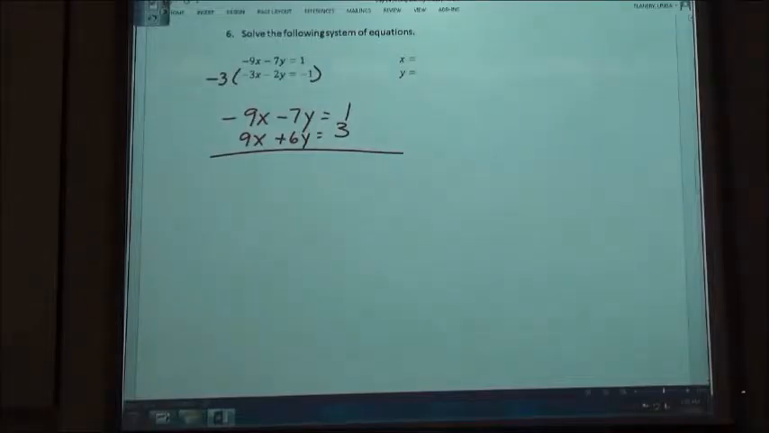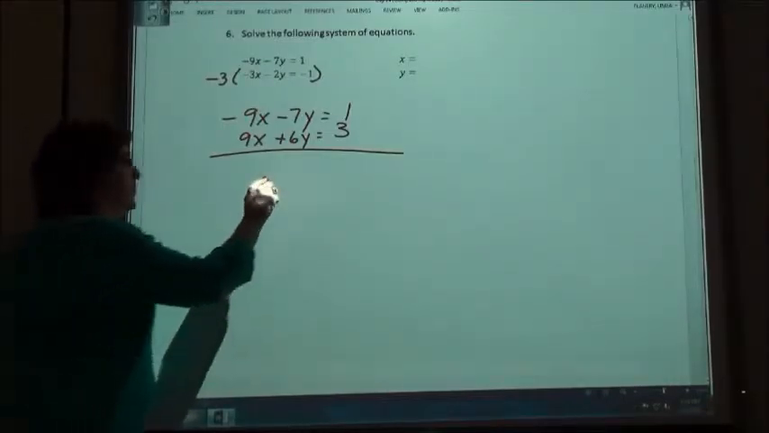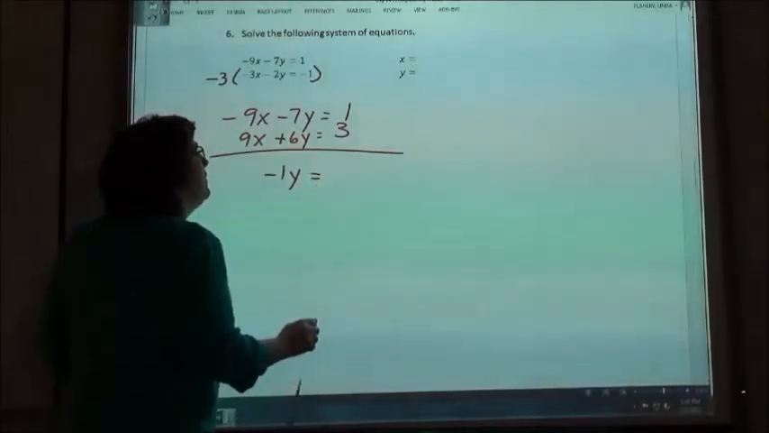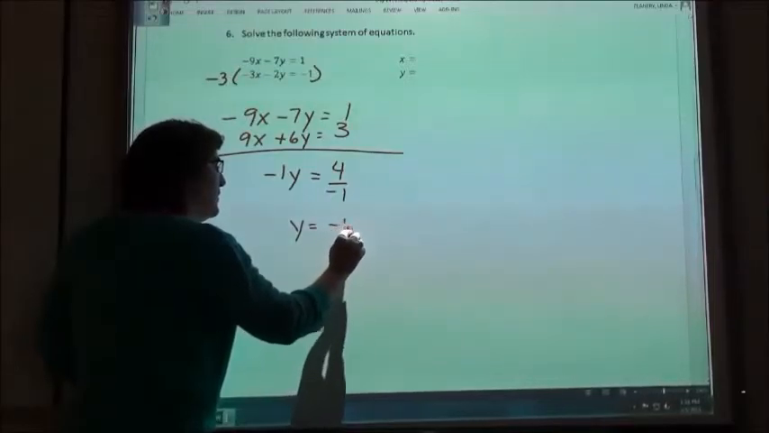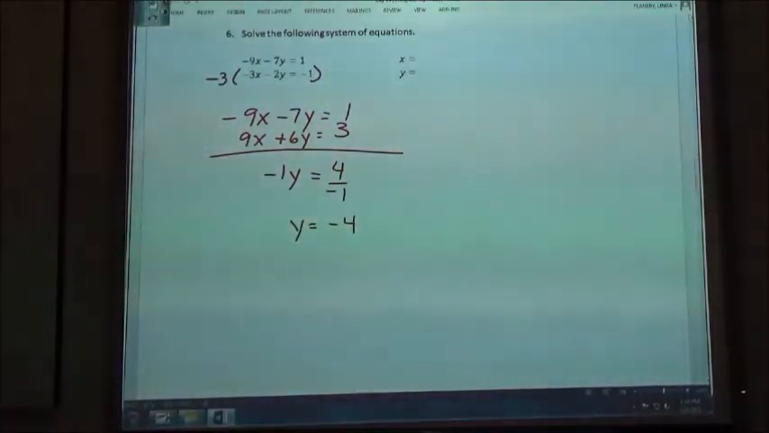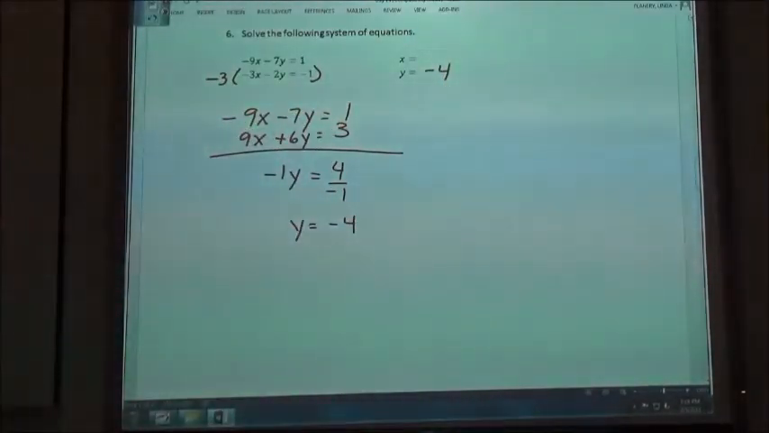So if I add those two equations together, I'm going to get negative 1y equals 4. And when I divide, y equals negative 4. So once I find y, I have to go back and find x. Which equation looks easier to use, the top one or the bottom one? Bottom one looks easier to me too, the numbers aren't as big.